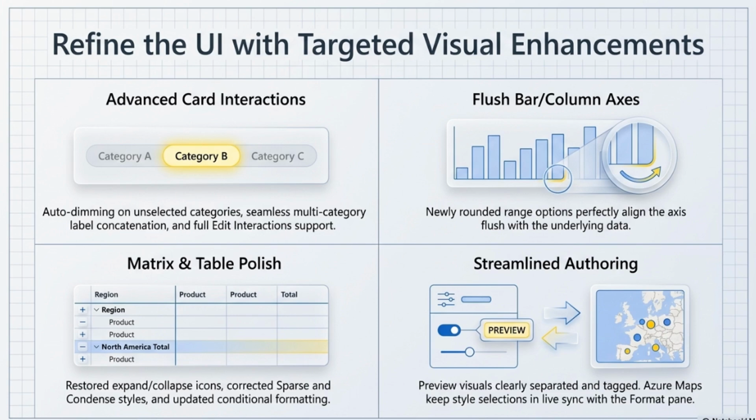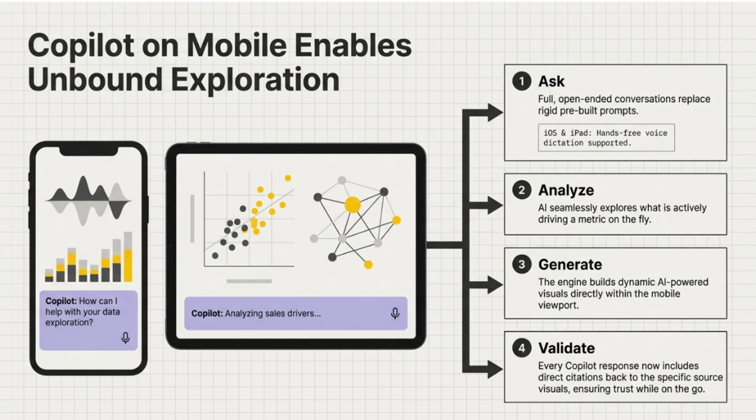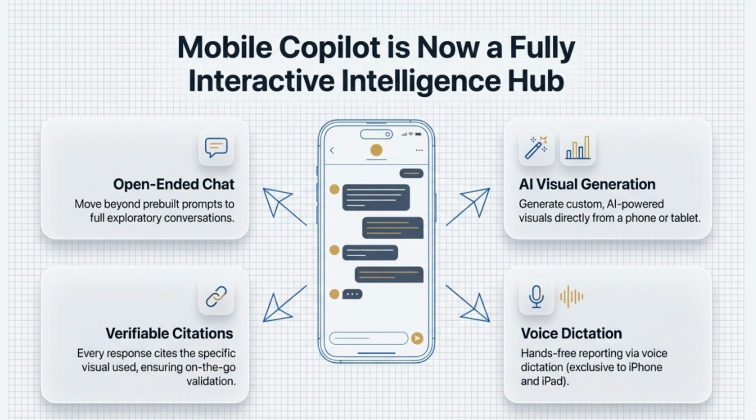All right, let's switch gears and talk about something really exciting, AI. This month, there's a huge leap forward with Copilot, especially for getting insights when you're on the go. And here it is, the headline feature. This is huge. It's not just about getting a simple summary on your phone anymore. We're talking about full, open-ended conversations with your data right inside the Power BI mobile app. This is true conversational BI in your pocket.